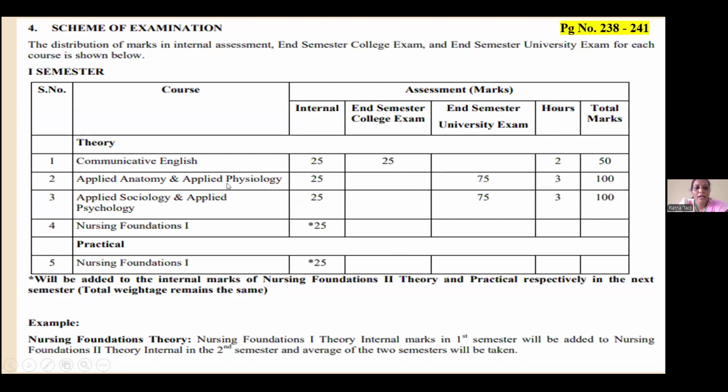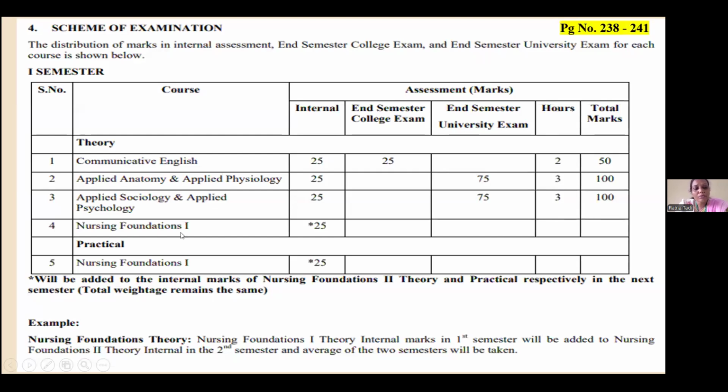So same for anatomy, physiology, 25 marks will be the internal. The question paper will be out of 75. Tomorrow we will see the question paper, and in further slides also we will see how the marks are distributed among anatomy and physiology. The total marks will be 100. Same for our sociology and applied sociology and psychology.